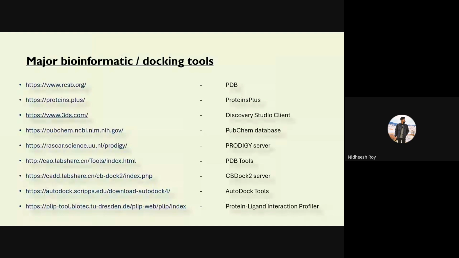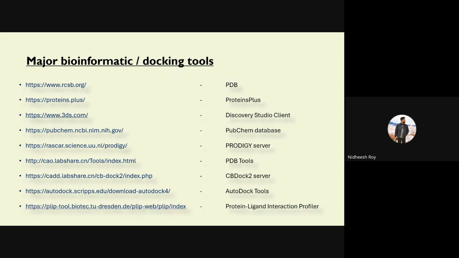Once we have a protein structure, we often need to inspect, clean, or analyze it. Platforms like Proteins Plus provide a web-based tool for identifying binding pockets, analyzing residues, and preparing structures without requiring heavy local installations. For those who are working in a more integrated graphical environment, Discovery Studio Client is a widely used software suite. It allows visualization, protein preparation, ligand preparation, and interaction analysis through a user-friendly interface, although it is commercial software.